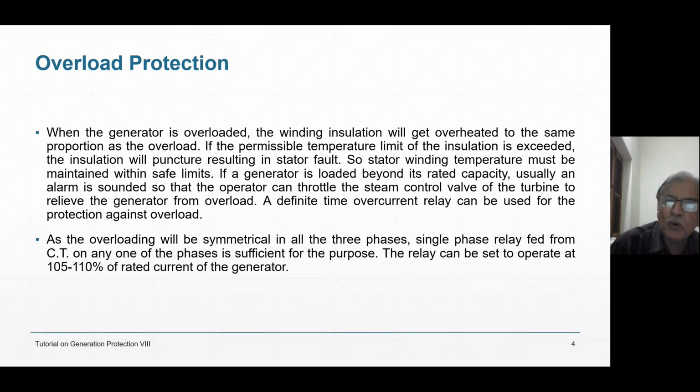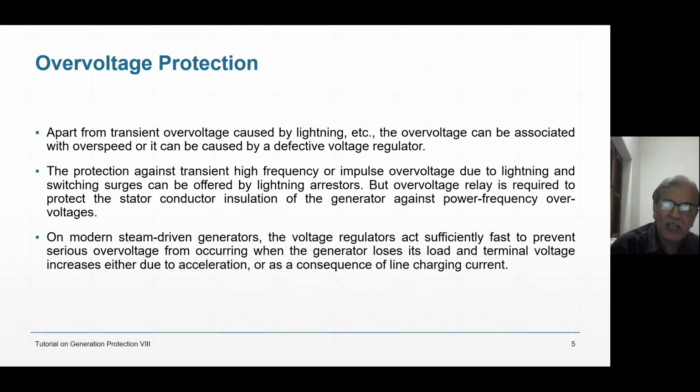And therefore, overload protection is neither class A nor class B. You are just using a definite time overcurrent relay. After a definite time, it will simply sound an alarm. The generator in charge will take action. He will throttle the steam to the turbine. Then if overload is still there, that has to be taken care of by the system people. That is different. We are talking about the generator right now. So that is the overload protection.